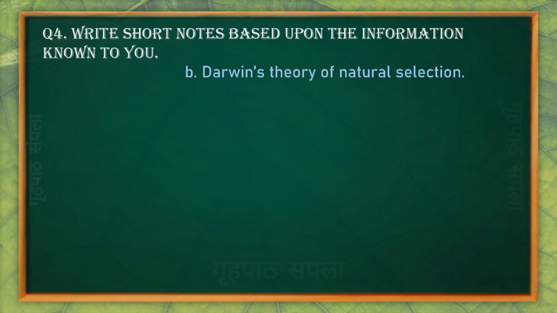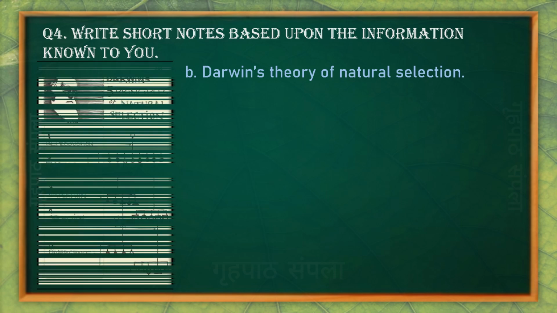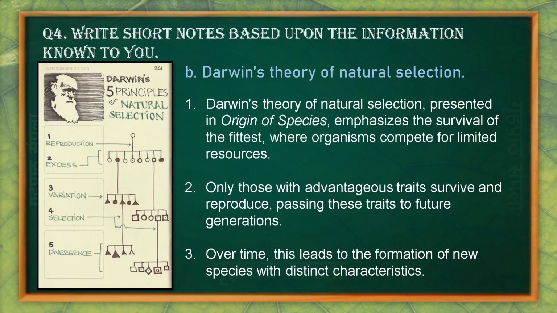B. Darwin's theory of natural selection. 1. Darwin's theory of natural selection, presented in Origin of Species, emphasizes the survival of the fittest, where organisms compete for limited resources. 2. Only those with advantageous traits survive and reproduce, passing these traits to future generations. 3. Over time, this leads to the formation of new species with distinct characteristics.